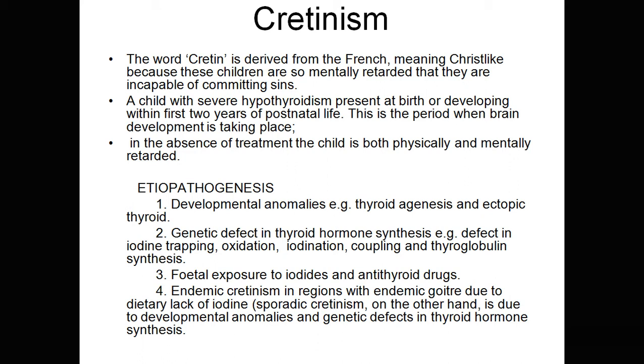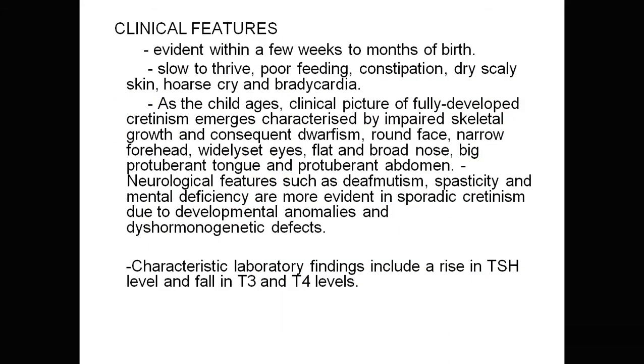So the etiopathogenesis of cretinism is thyroid agenesis or ectopic thyroid, some genetic defect in iodine trapping, oxidation, iodination, and fetal exposure to iodide and antithyroid drugs. Clinical features are evident within a few weeks to months of birth. The child is slow to thrive, with poor feeding, constipation, dry scaly skin, hoarse cry, and bradycardia. Characteristic laboratory findings include a rise in TSH level and fall in T3 and T4 level.